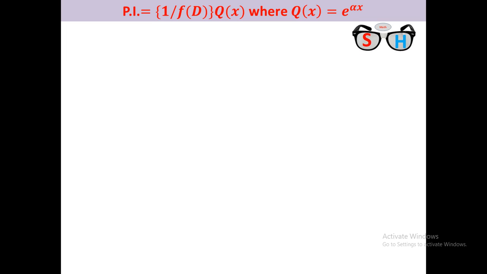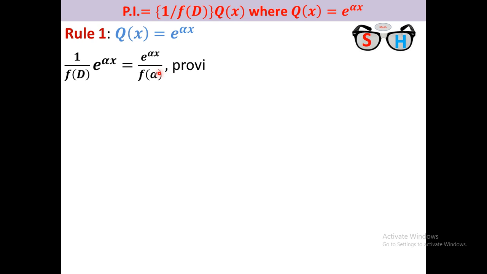The first rule is, if q(x) is an exponential function, that is q(x) equals e to the power alpha x for some real number alpha, then 1 by f(D) of e to the power alpha x can be written as 1 by f(alpha) into e to the power alpha x. That is, replace D by alpha. Here the condition is f(alpha) non-zero. It is obvious because f(alpha) is in the denominator. Therefore this must be non-zero. If this is 0, then we cannot use this method to find a particular integral of a linear differential equation with constant coefficient.